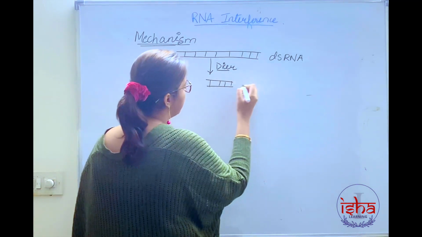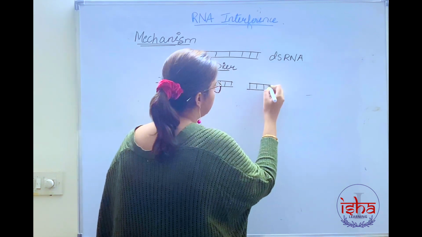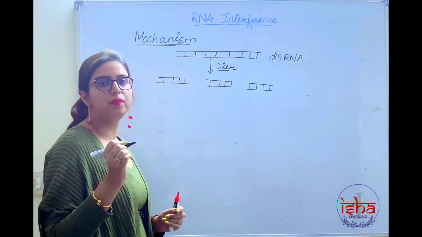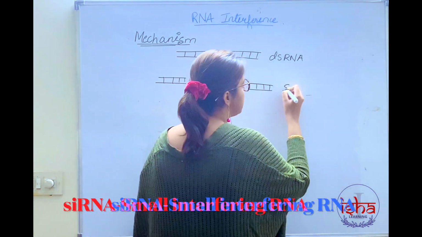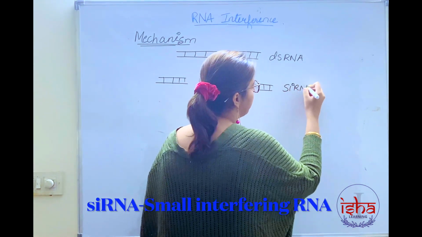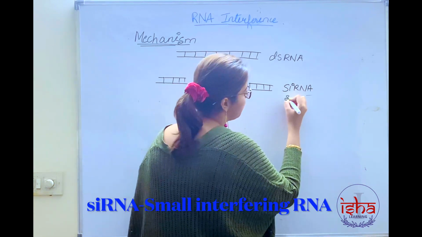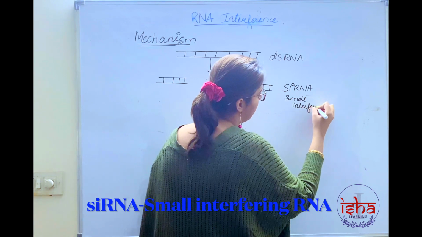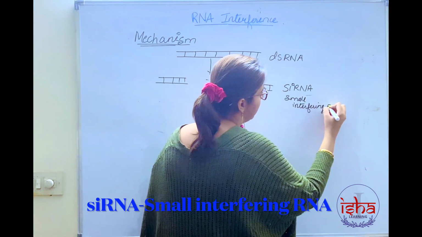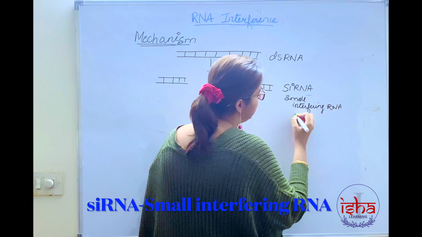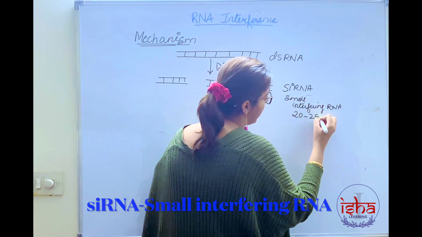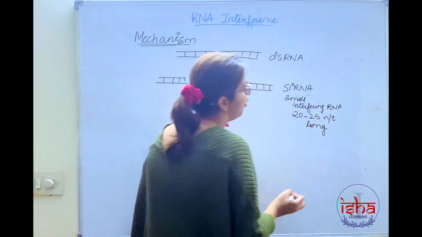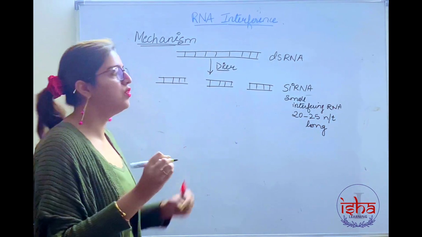This is cleaved into smaller pieces. What are these smaller pieces called? They are called siRNA. Si stands for small interfering RNA. They are small pieces of RNA that are normally 20 to 25 nucleotides long. So my dicer will form siRNA.